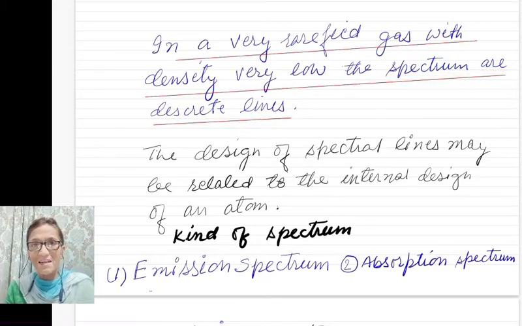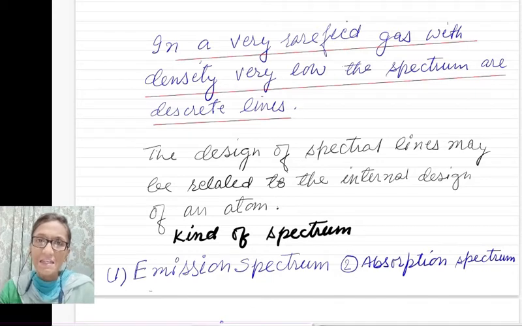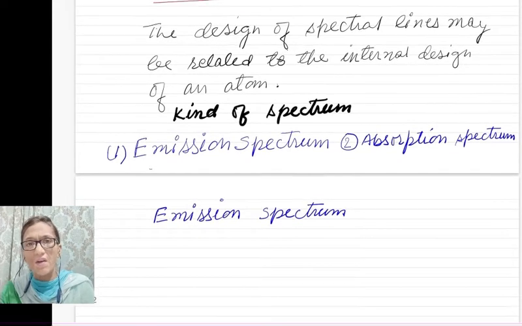Spectral lines are not continuous. They are separated from each other. And each element has its characteristic spectral lines. So you can correlate the design of a spectral line to the interior design of the specific atom. Hydrogen has a different set of spectral lines, sodium has its different set of spectral lines. So these discrete spectral lines can be correlated to the interior of an atom.